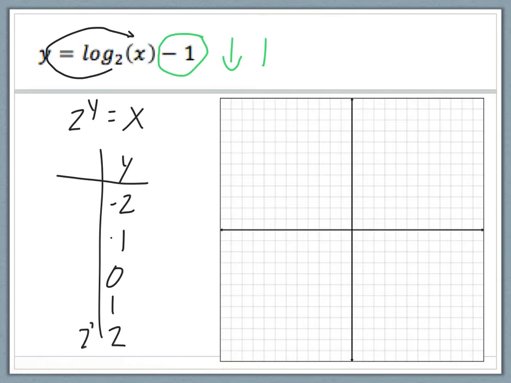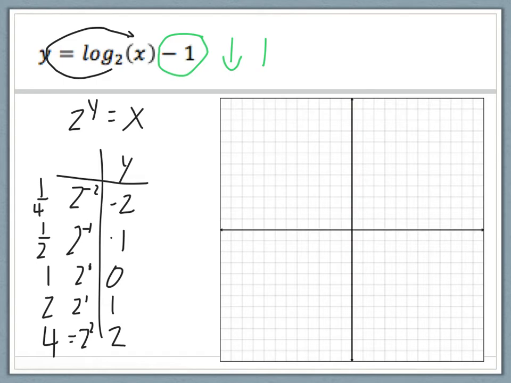So now I'm going to do 2 squared, which is just 4. 2 to the first is just 2. 2 to the 0, anything to the 0 is 1. 2 to the -1, you can get 0.5 or 1/2. If you use your calculator, it'd be 0.5. 2 to the -2 is going to be 1 over 4, or if you use your calculator, it'd be 0.25.